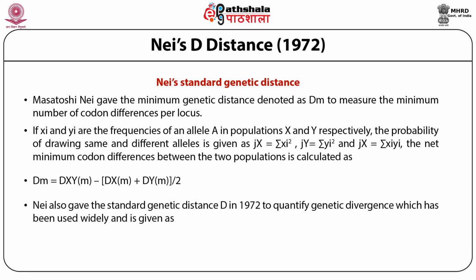Nei also gave the standard genetic distance D in 1972 to quantify genetic divergence, which has been used widely and is given as D is equal to minus log e I. The value of I is 1 when the two populations have equal gene frequencies across all the loci, and 0 when none of the alleles are shared. In other words, the estimate I denotes how similar the two populations are.